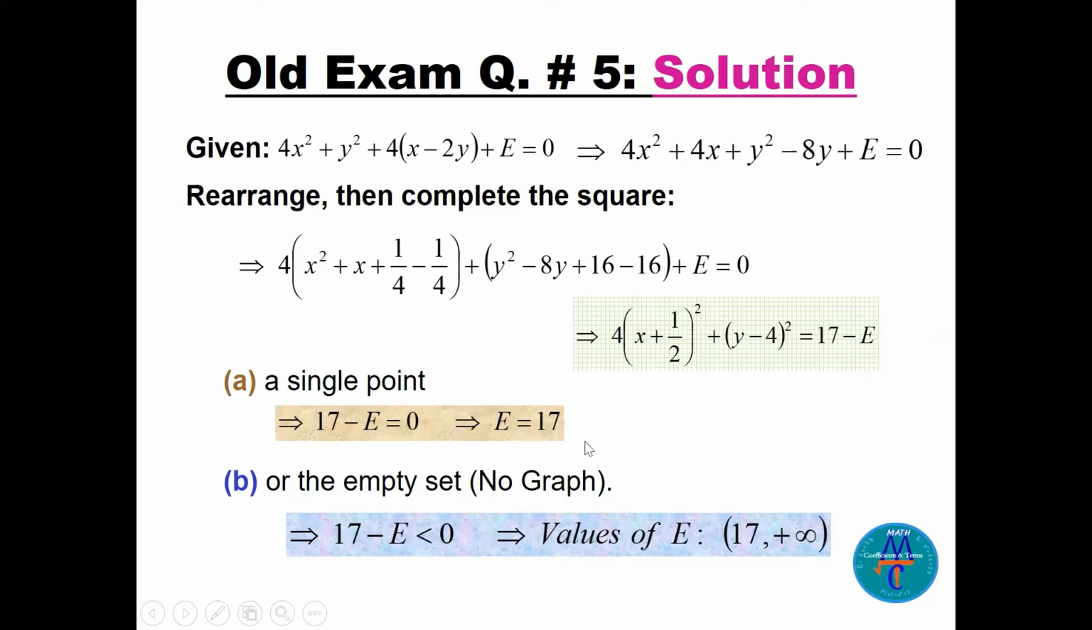Now, to have an empty set or no graph, the number on the right side should be negative. So we say 17 minus e is less than 0, which is negative. So for the values of e, bring e to this side. e will be from 17 up to infinity, open interval.